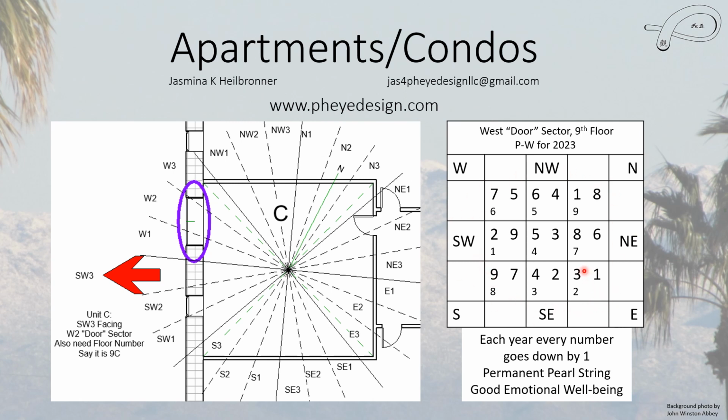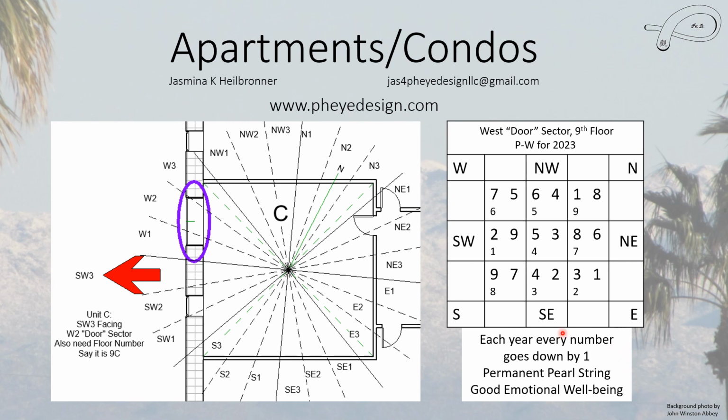Now, if you look, this is a pearl string where everything is one number after the other. So this is a very good, this is actually a permanent pearl string. So you tend to be quite happy in this apartment. Regardless of what happens in your life, you tend to be happy. And things tend to go a little better too.